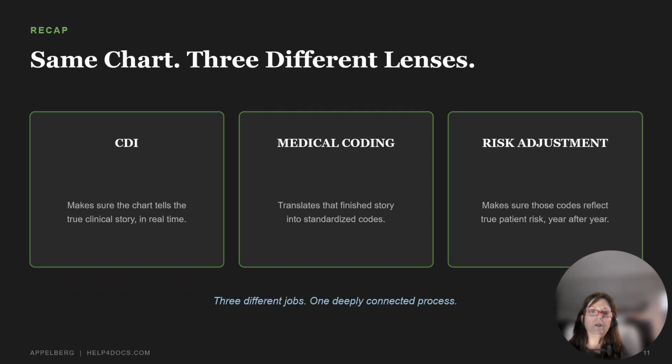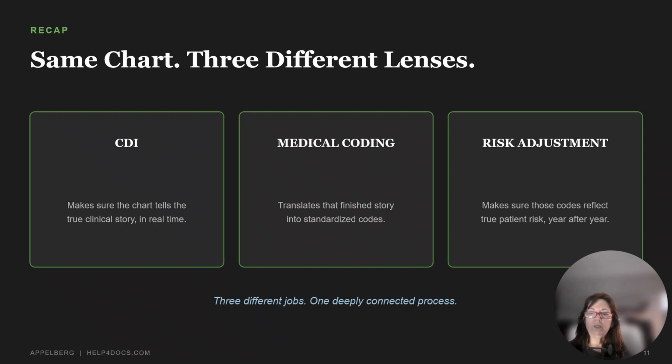Okay, so let's bring this all together. Just to recap, CDI makes sure that the chart tells the true clinical story in real time while the patient is being treated. CDI may also look for those documentation deficiencies or gaps, or we could say risk adjustment does this, and present those to the provider.